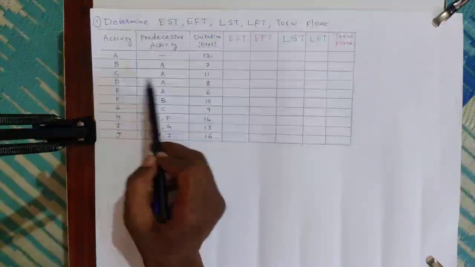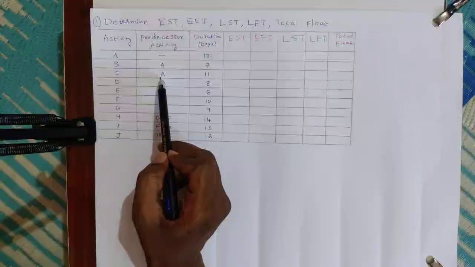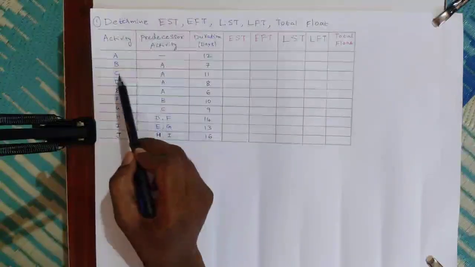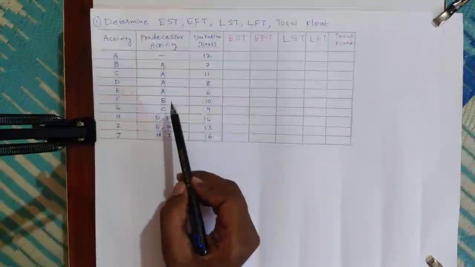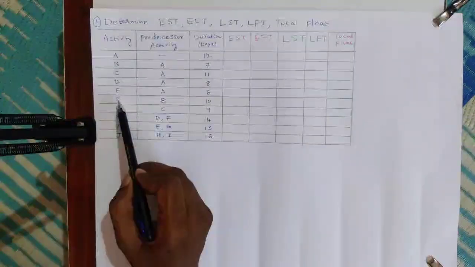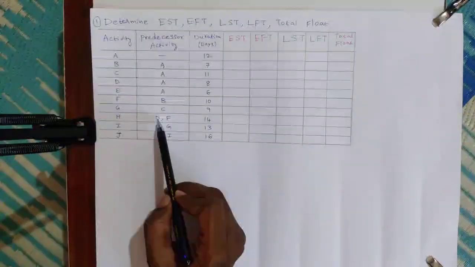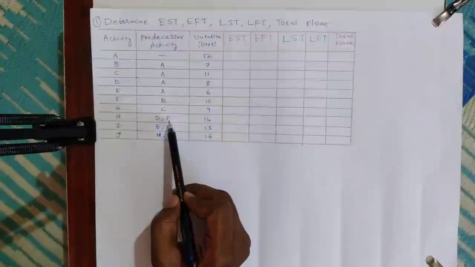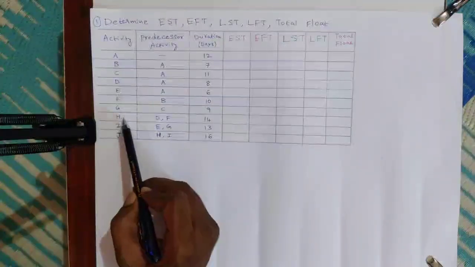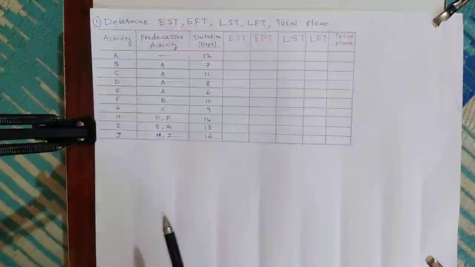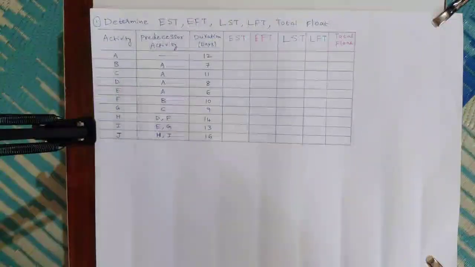Here for C, activity A is the predecessor. That means after completion of A only we can start C. Similarly, after completion of B only we can start F. Similarly, after completion of D and F activities only we can start activity H. That is the meaning of the predecessor activity. First we will draw the network diagram.